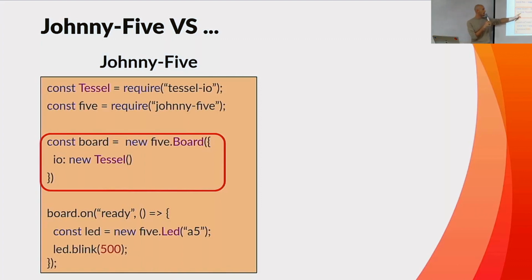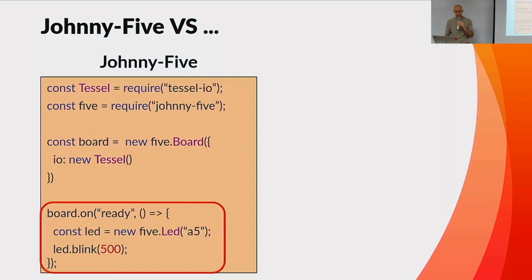Inside of it, obviously, we're telling it to mount the Firmata protocol for the Tessel, so that it actually knows it's a Tessel, right here. And then obviously down here we have the actual method that will run the program. So the on method actually accepts two parameters. One is ready, which tells it to run the following function whenever it's ready.